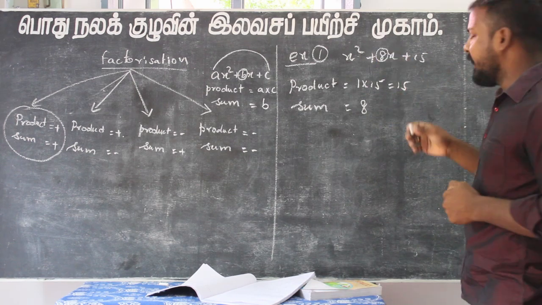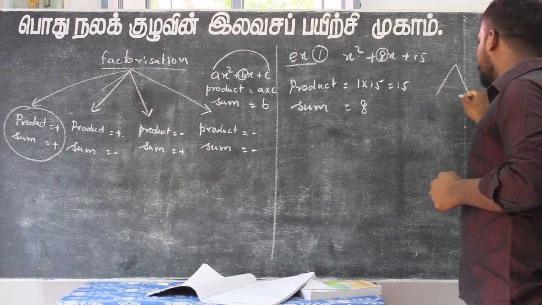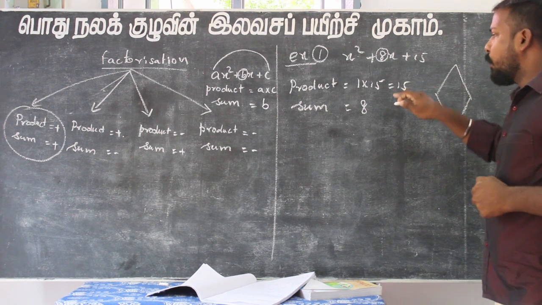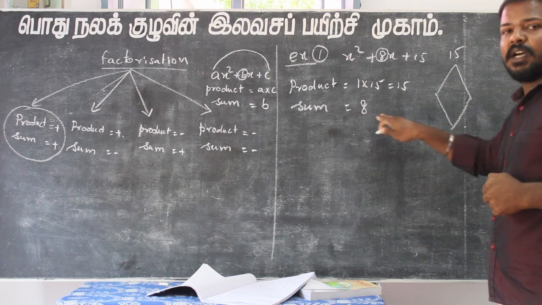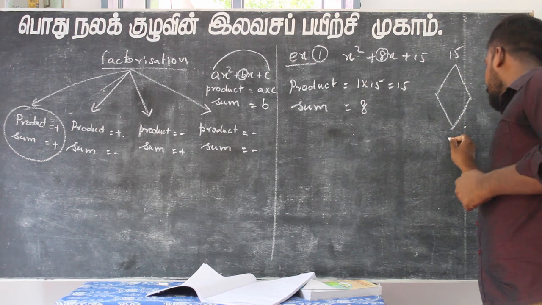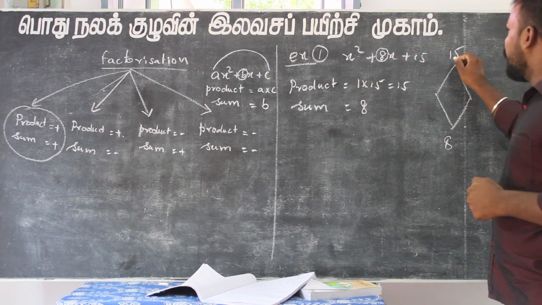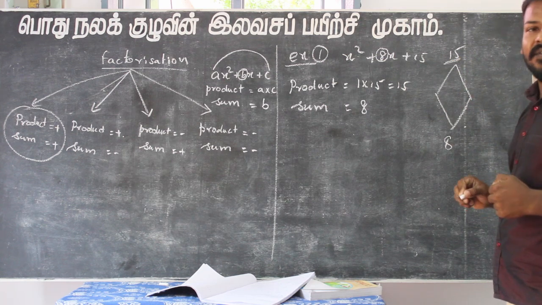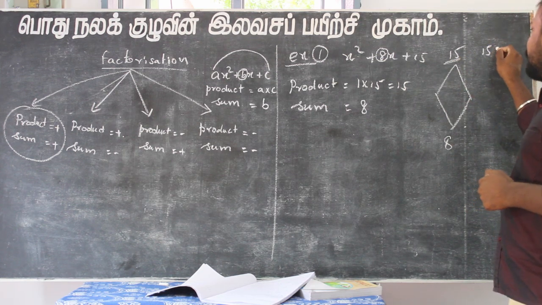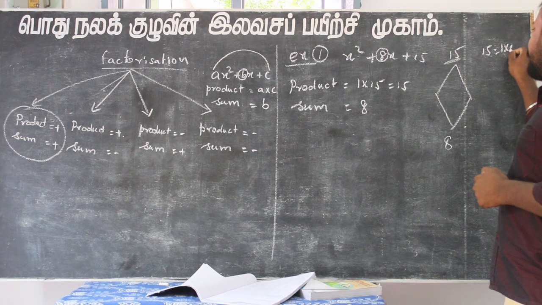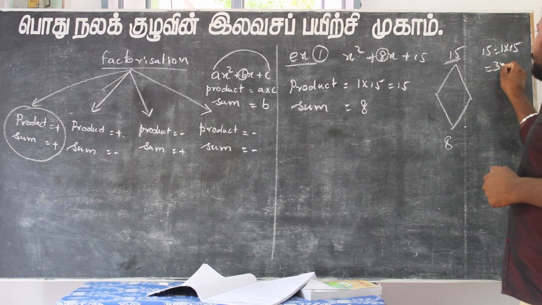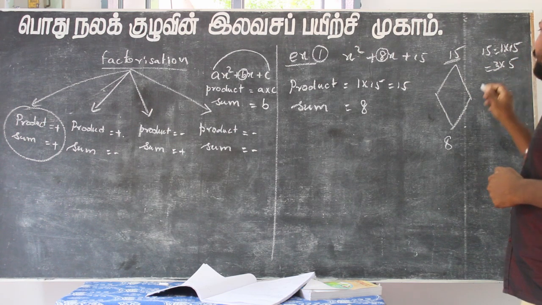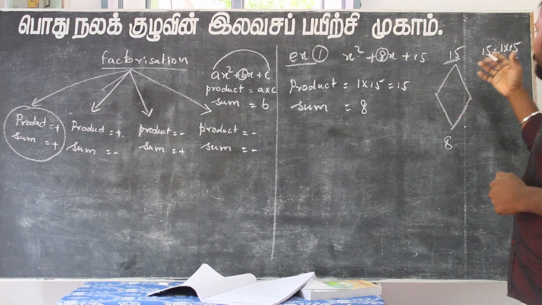So how can we factorize this one? Using our diamond method as usual. The product you always write at the top, 15. The sum you always write at the bottom, 8. First we want to find the factors of 15. 15 is equal to 1 into 15. Other than that we can write 3 into 5. Are there any other possibilities? No, there are no others. So only 2 possibilities here.